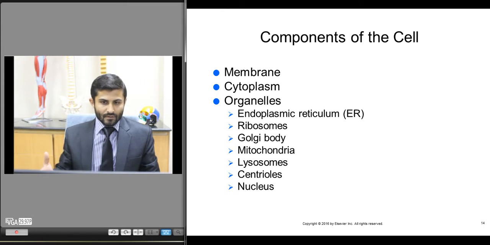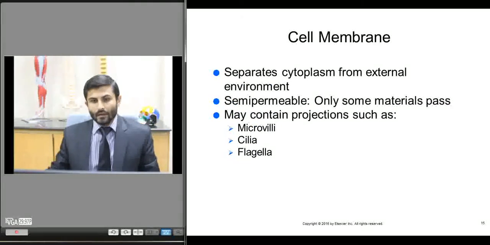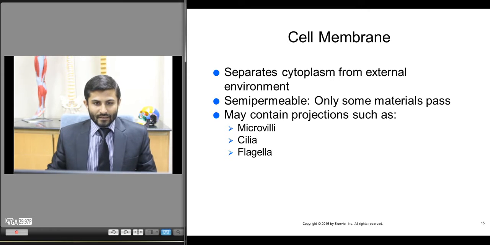The cytoplasm and definitely the organelles that we discussed already, the endoplasmic reticulum, whether it is rough or smooth, the ribosomes, the Golgi body, the mitochondria, the lysosomes, the centrioles, and the nucleus. Cell membrane separates cytoplasm from external environment. It is semi-permeable. Only some materials may pass through it. May contain projections such as microvilli, cilia, and flagella. These are appendages or processes that evaginate from the cell membrane.